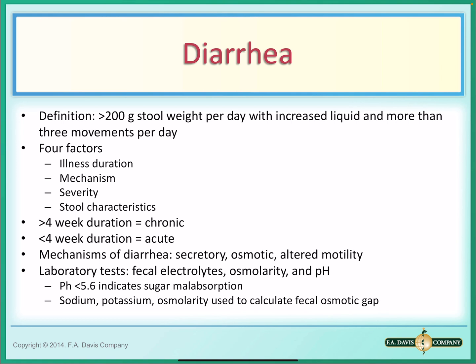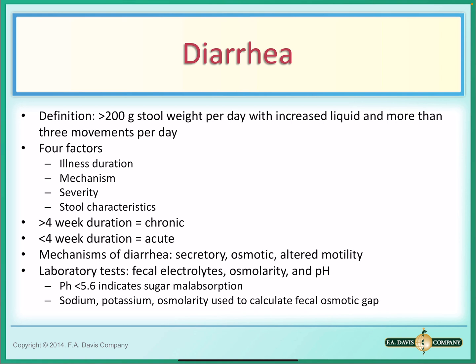The major mechanisms that cause diarrhea are secretory, osmotic, and intestinal hypermotility. Watery diarrhea is divided into secretory or osmotic types by measuring fecal electrolytes and the osmotic gap. The laboratory tests used to differentiate these mechanisms include fecal electrolytes, which is fecal sodium or fecal potassium. We can also test for fecal osmolality, and we can also test for the fecal pH or the stool pH.